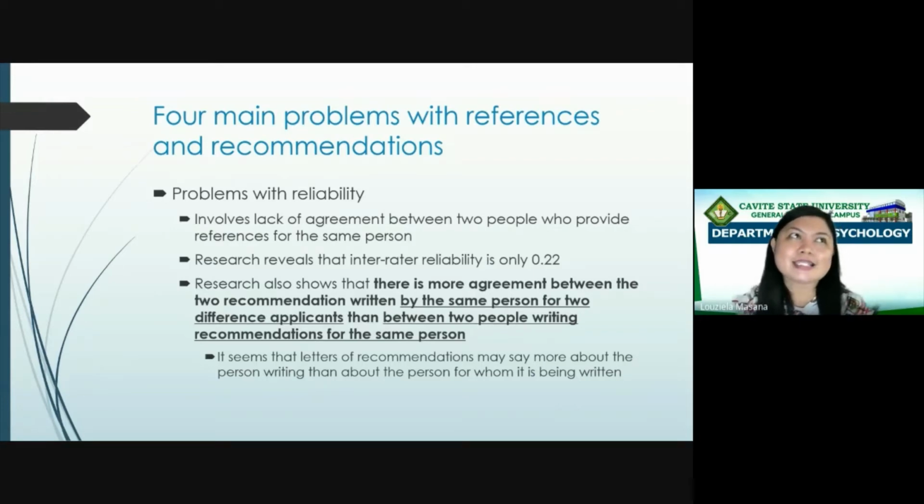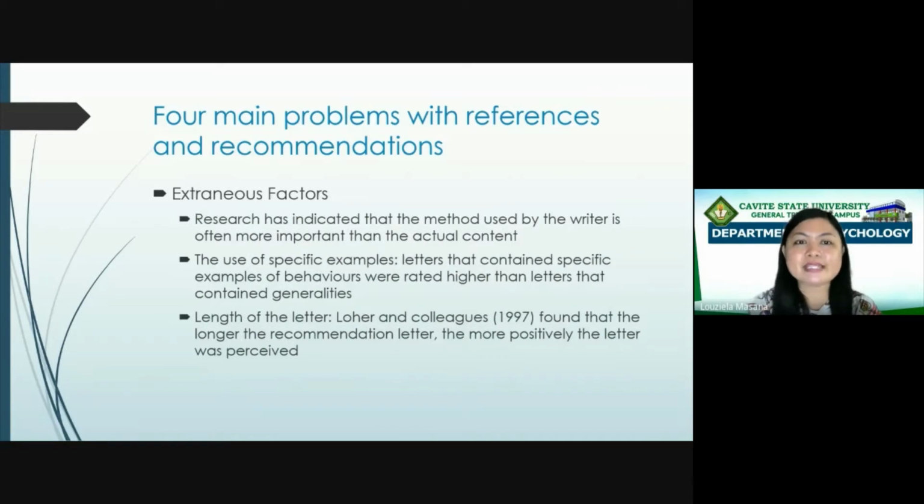So there is actually a lack of agreement between two people who provide references for the same person. Usually, we provide 2 to 3 character references. And the question is how reliable the answers of those two are, kung hindi naman sila magkakilala or kung hindi naman talaga nila kilala yung kanilang nire-refer at nire-recommend. And then extraneous factors, yung actual content ng letter, it affects the reference and recommendations doon sa employee.